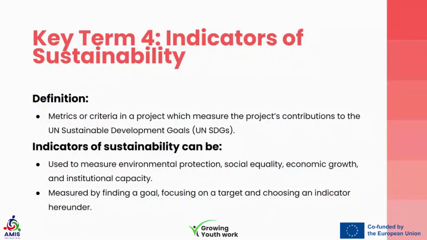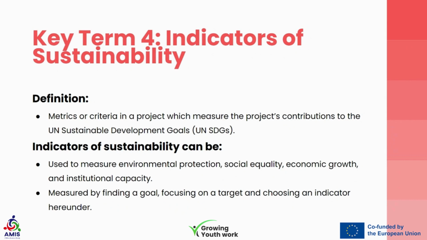Key term 4, indicators of sustainability. Indicators of sustainability are metrics or criteria in a project which are used to measure the project's contributions to the UN Sustainable Development Goals, which are also called the UN SDGs. This includes metrics and criteria within areas such as environmental protection, social equality, economic growth, and institutional capacity.